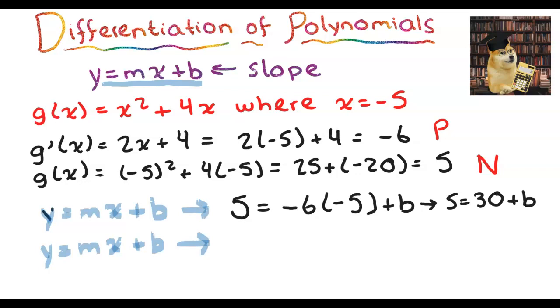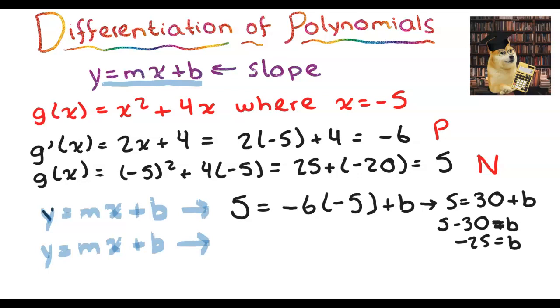But we need to pass it to the other side. So 5 and 30, as it is positive over here, it passes to negative, plus b, which equals b. Sorry, I got confused over here. 5 minus 30 equals b. 5 minus 30 equals minus 25. So we already got the result of b.